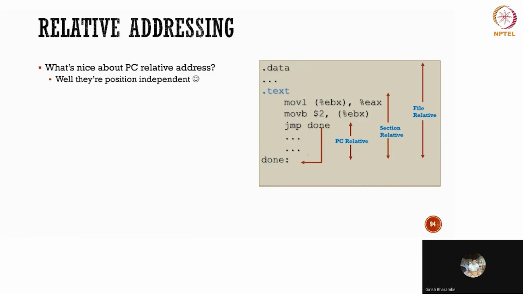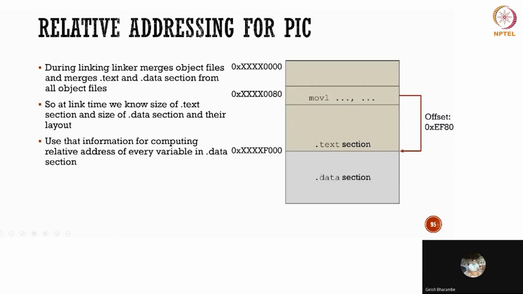Section relative is essentially if you say it is relative to a section, and unfortunately this is not position independent, because remember, when there were multiple text sections, the linker merged them together, right? And you may have to change the addresses to cross these things. Okay, so we need some way to do relative addressing instead of the absolute address that we were using so far.